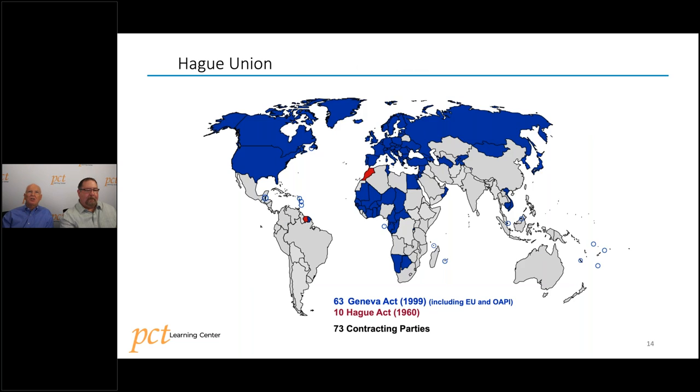Here's the coverage of Hague at the moment. The big hole in that coverage, of course, for commercial purposes is China, but that hole is going to be filled in this year. So you can see it's sort of a northern hemisphere thing at the moment with some in Africa. This is Hague, not PCT, but as you can see, it is filling in.